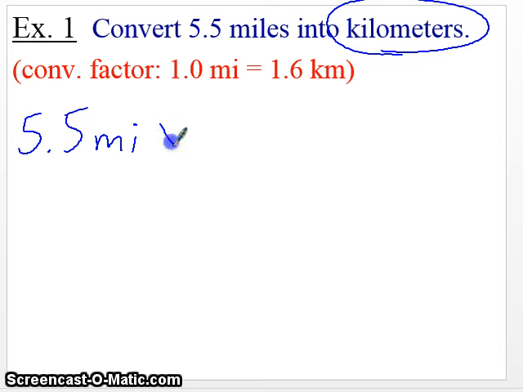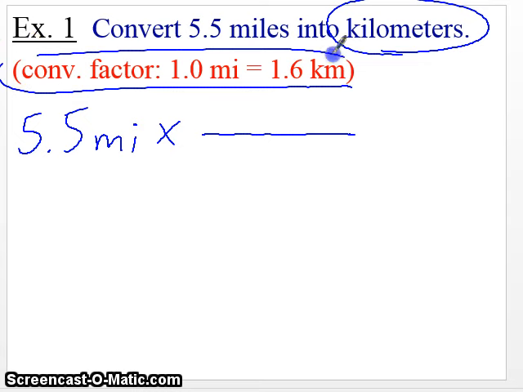Step 2, you would multiply by a conversion factor. Now, our conversion factor is given to us, and it is 1 mile equals 1.6 kilometers. The most important thing about this conversion factor is we want to put the miles on the bottom. Do you remember why?